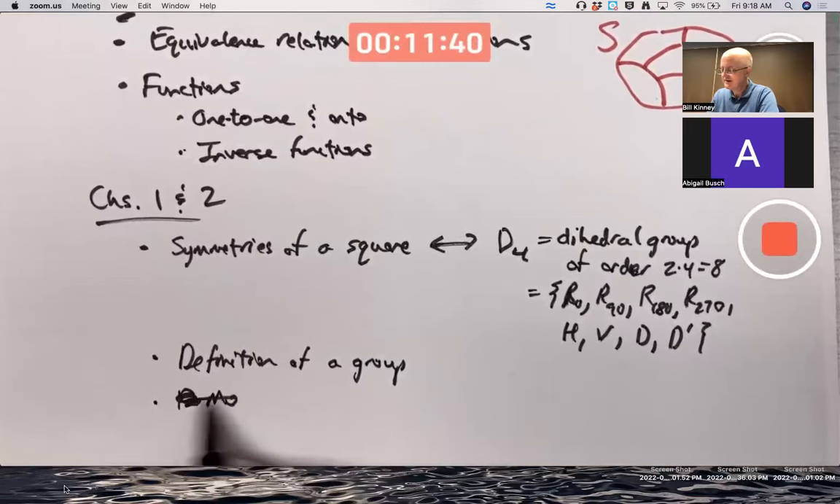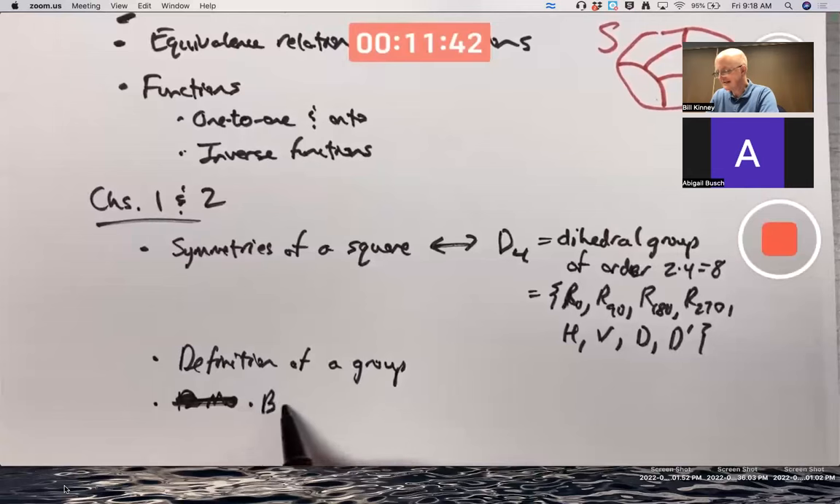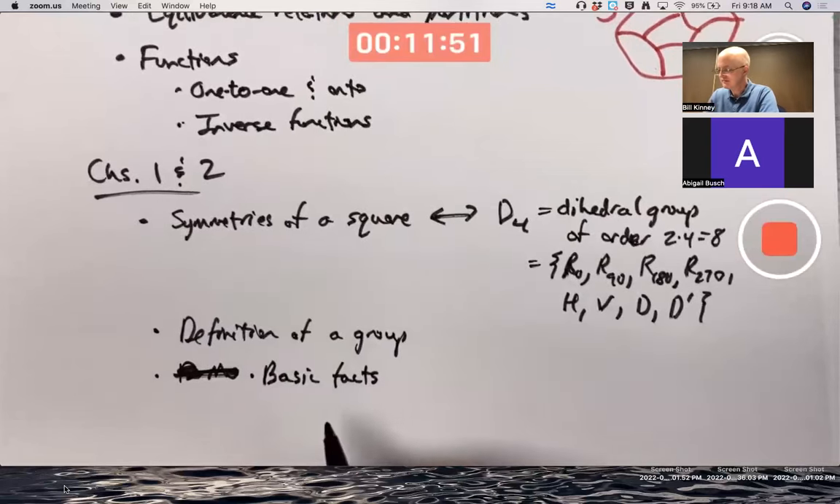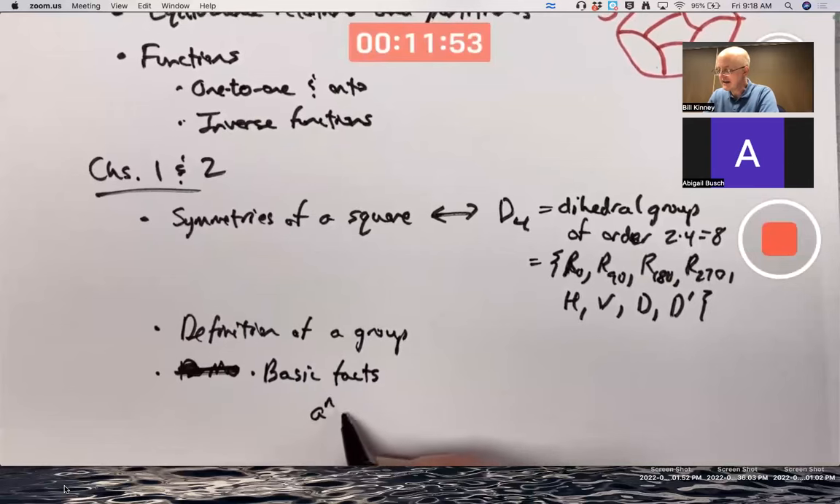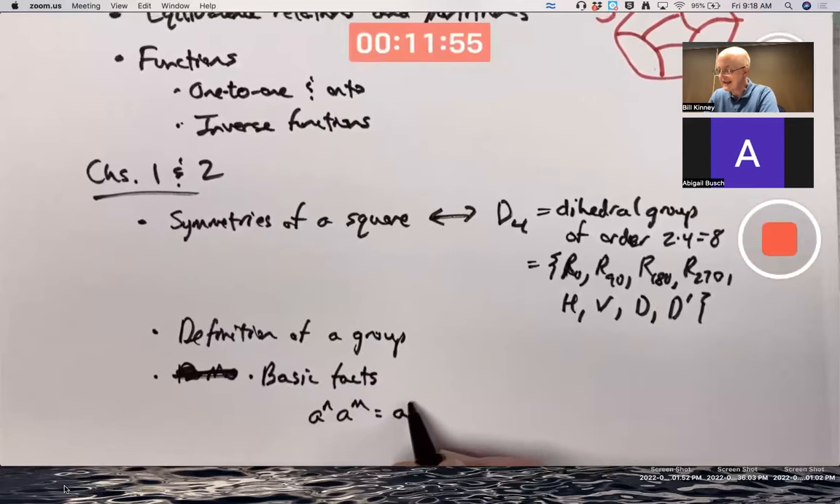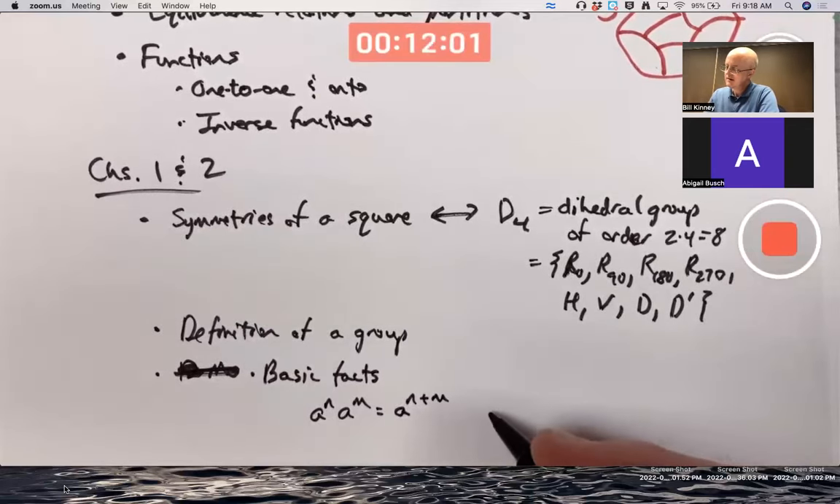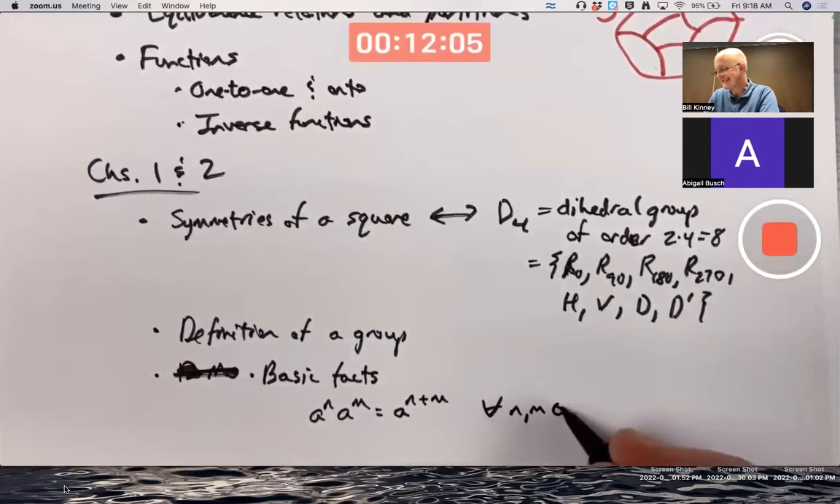Well, okay. Basic facts about groups. What do I mean by basic facts? I mean things like rules of exponents, for example. A to the n times a to the m is a to the n plus m. It's not part of the definition, so technically you should be able to prove it. Proving that is not so pleasant, actually.